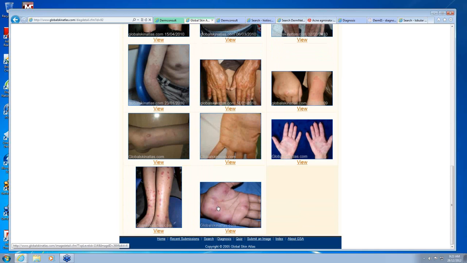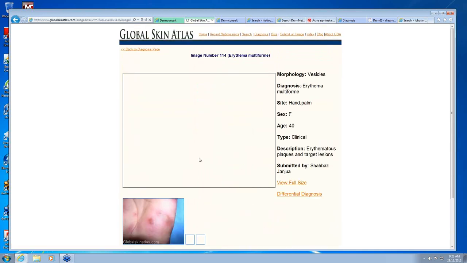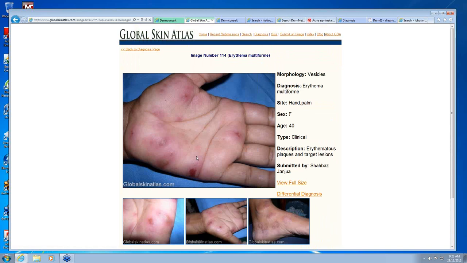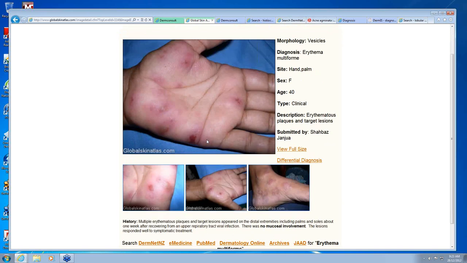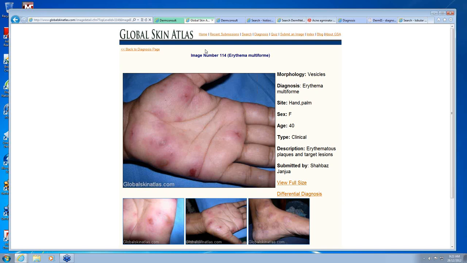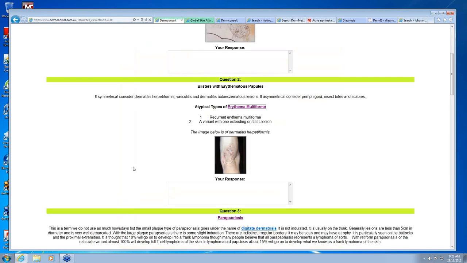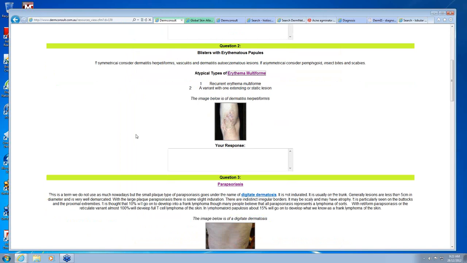There's a good example here of some of the acral target lesions that you can in fact get, where the blistering is occurring in the center here, and you have the surrounding erythema. But they are more typically seen on the lower limb in this condition.